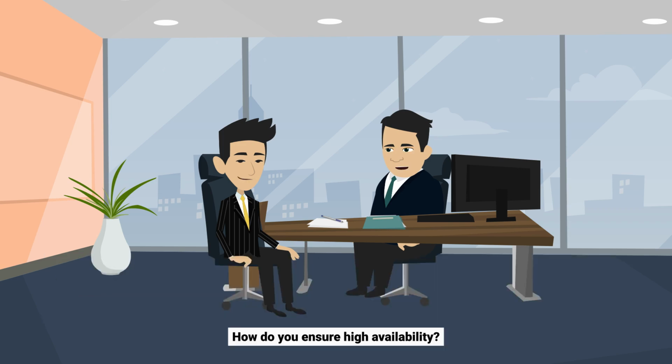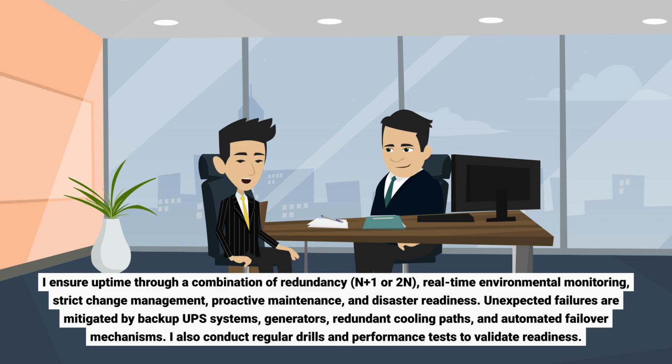How do you ensure high availability? I ensure uptime through a combination of redundancy, N+1 or 2N, real-time environmental monitoring, strict change management, proactive maintenance, and disaster readiness. Unexpected failures are mitigated by backup UPS systems, generators, redundant cooling paths, and automated failover mechanisms. I also conduct regular drills and performance tests to validate readiness.